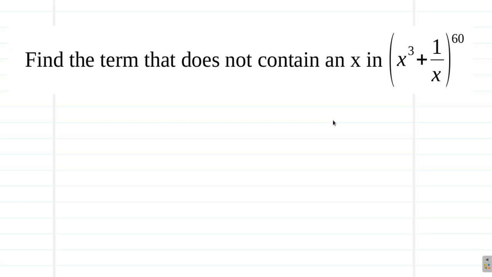Find the term that does not contain an x in (x cubed plus 1 over x) to the power of 60. Alright, let us see something here. Here, we're going to use the binomial theorem.